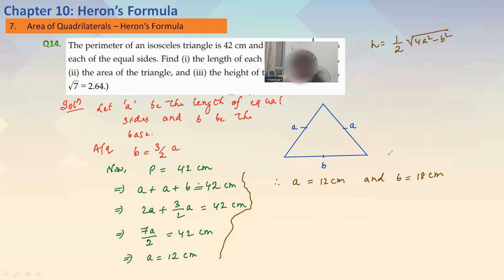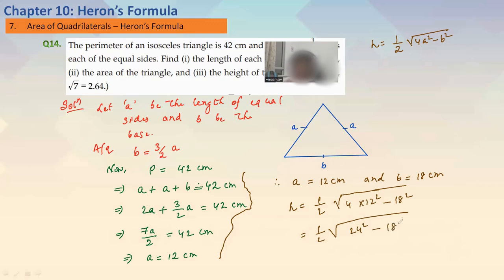Wait, half. I don't recall finding it. It must be correct. Yeah, it is like this. Height equal to 1 by 2, because this is what we used in the area of triangle, half into base. What is A? 12 square into minus 18 square. So A square minus B square, 12 is 24 square.